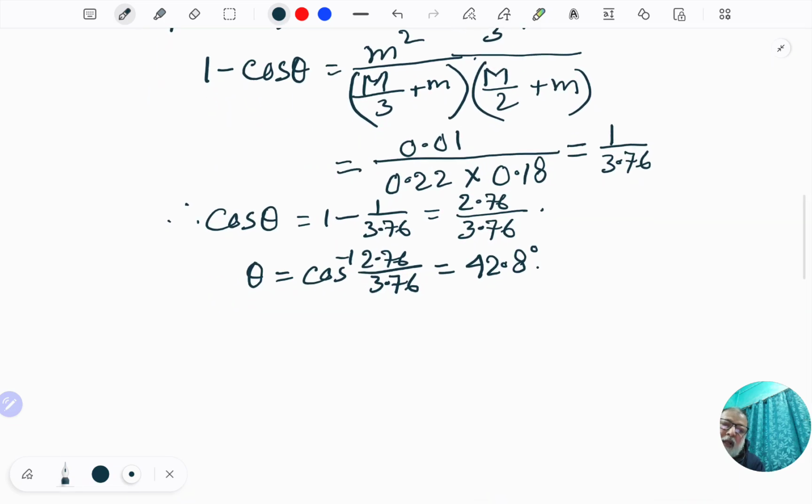Well, in the book the answer given is 41.7, but I think this is more correct an answer, where I didn't take g into account, I didn't take l into account, I have reduced the calculations, and finally I used the calculator to get the value of theta.